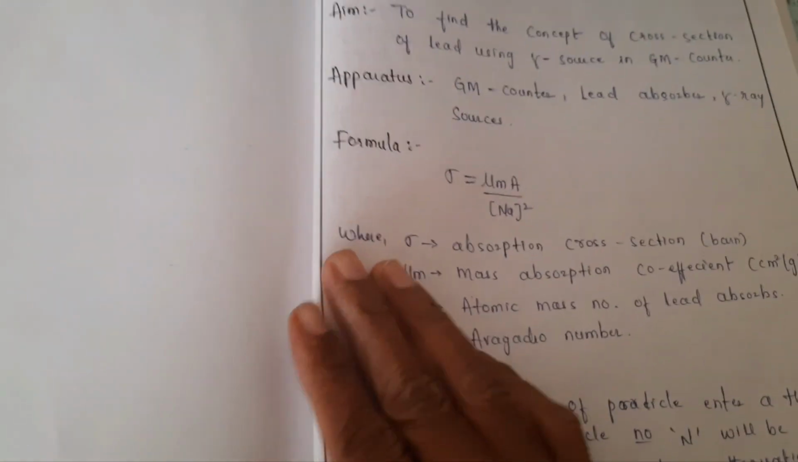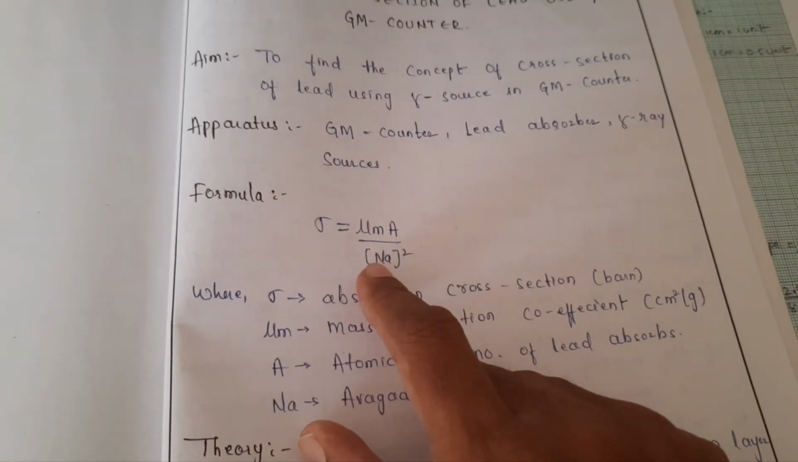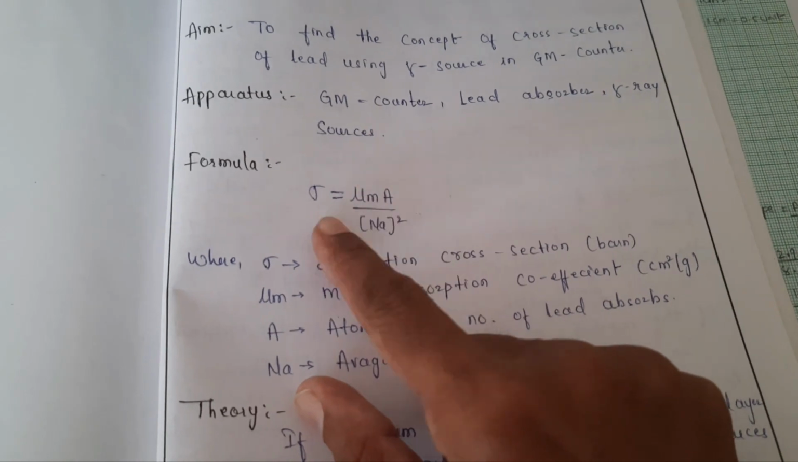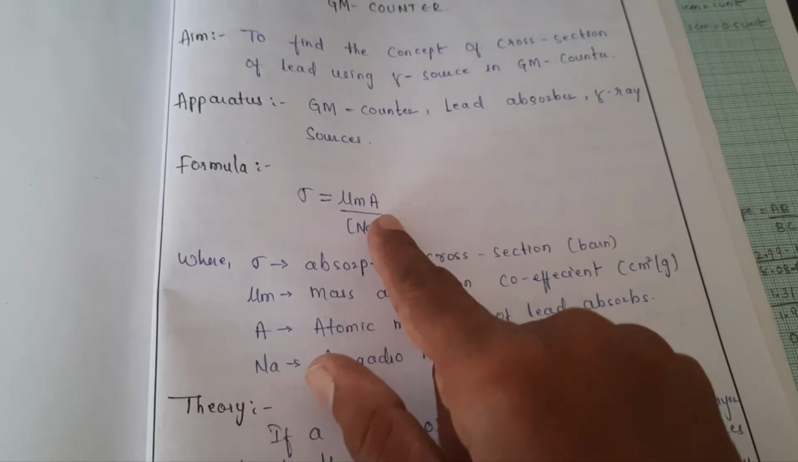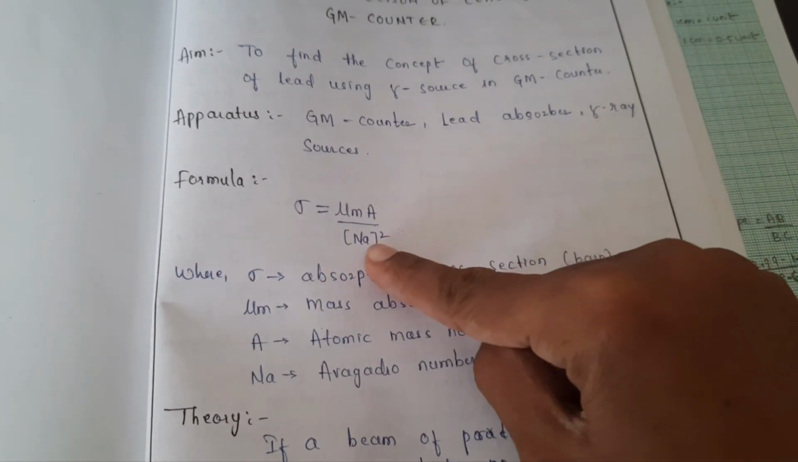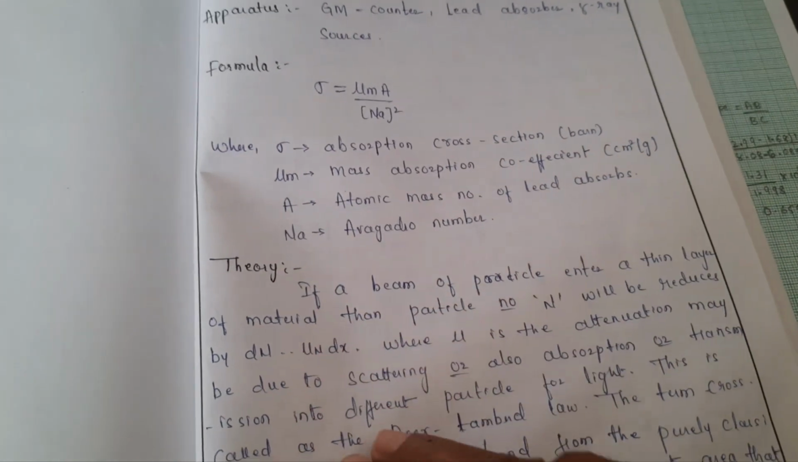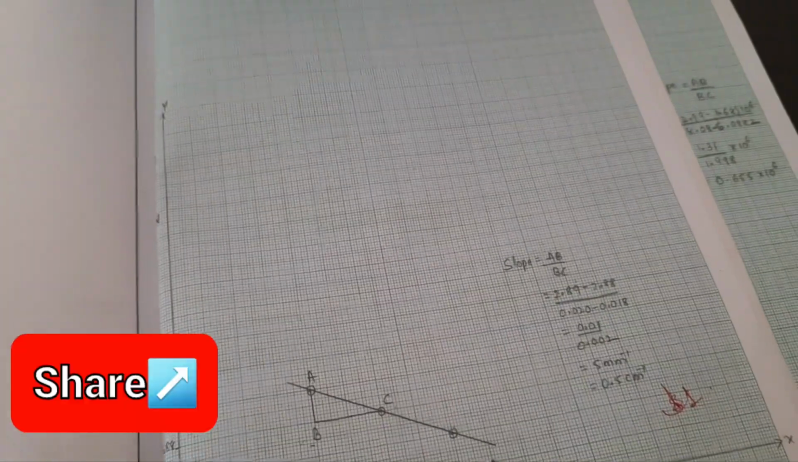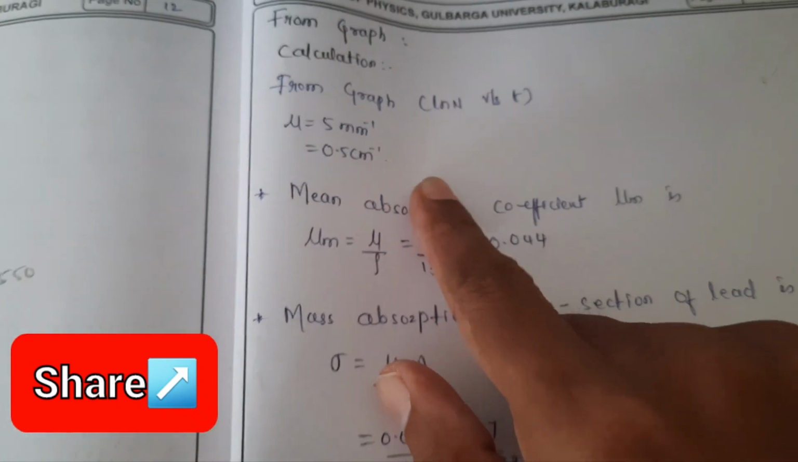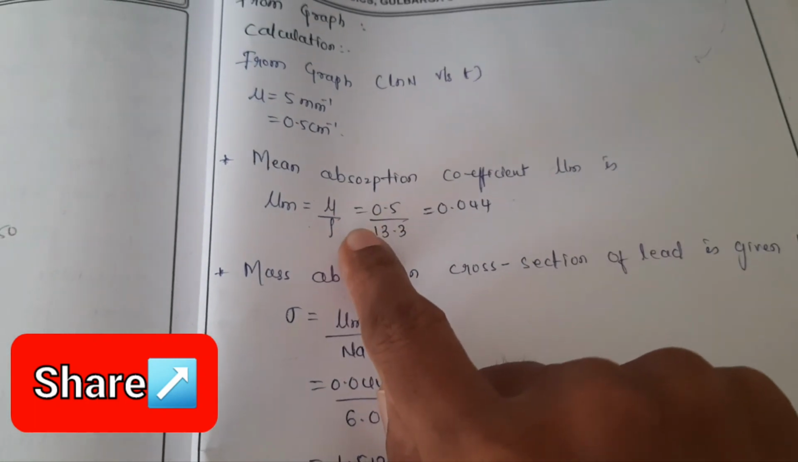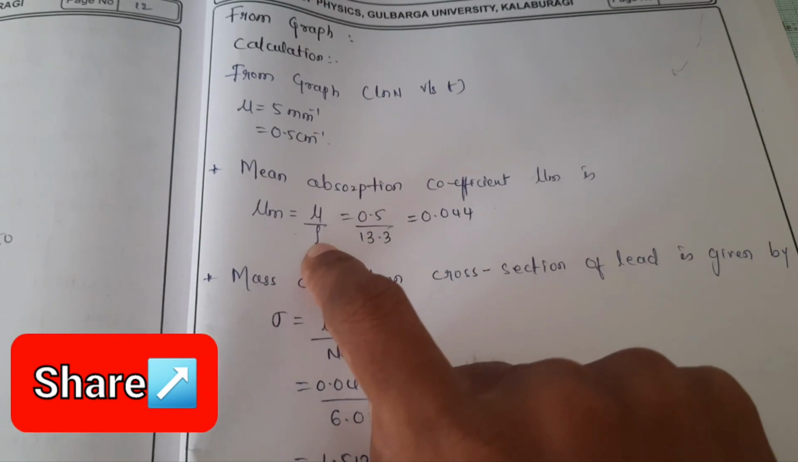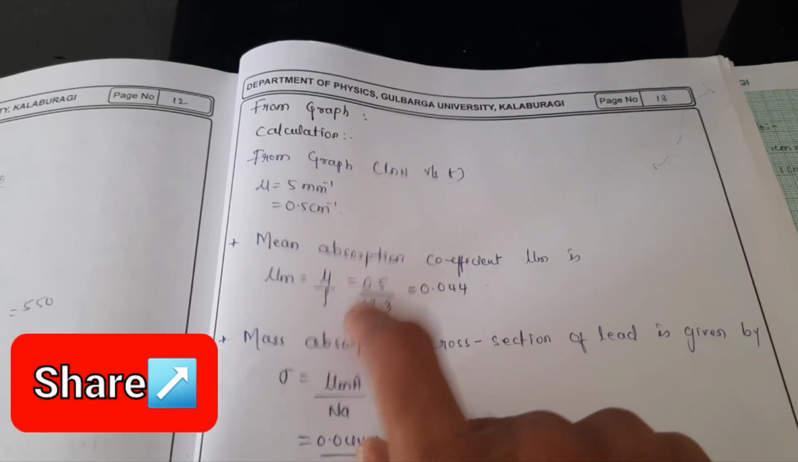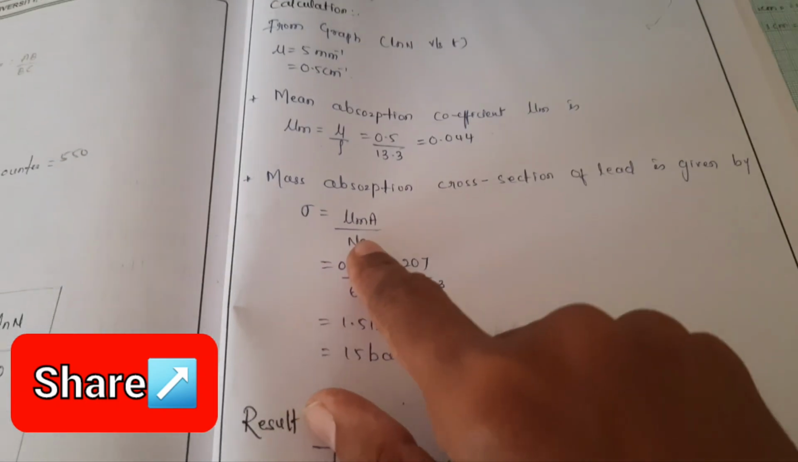First you should know the formula to calculate the cross section. Cross section is the area where the interaction between particle and radiation will take place. This is the important formula: mu m into the mass number of the gamma source used, divided by the Avogadro number, squared. From the graph we get the value of mu, the linear attenuation coefficient, about 0.5. Then the mass absorption coefficient mu m is equal to mu by rho, 0.5 divided by the density of the absorber. Here we have used lead, with density about 13.3, and in some texts it is written as 11. Calculate mu m and substitute in this formula.